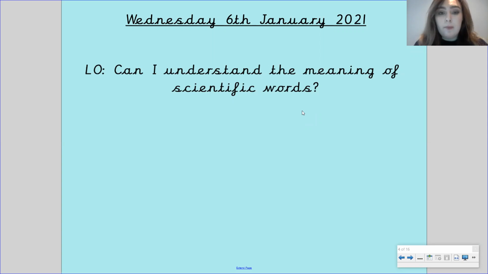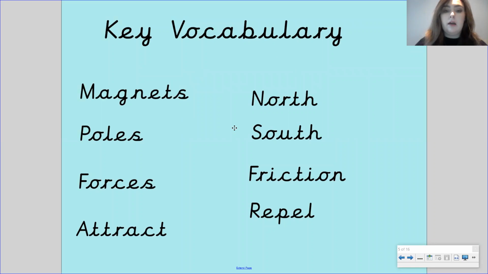Loved seeing some of your mind maps earlier and sharing the information that you already know about magnets. So here is our next science lesson for this week, and our learning objective is, can I understand the meaning of scientific words? Now, this is all of your key vocabulary for science for this term.